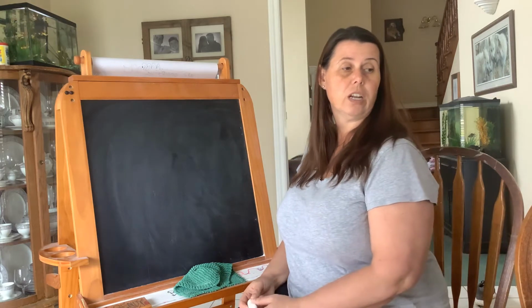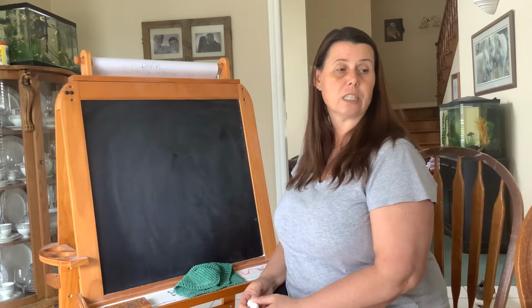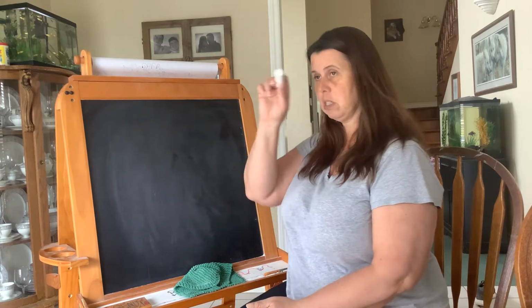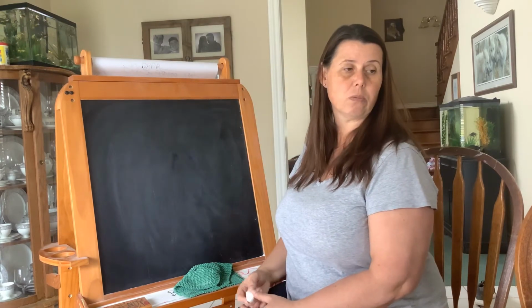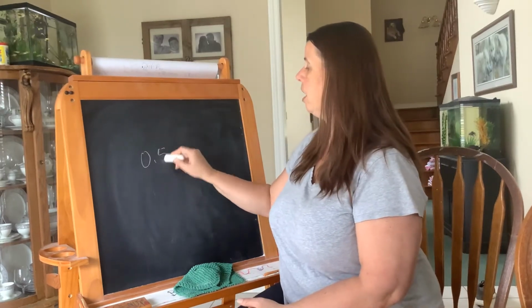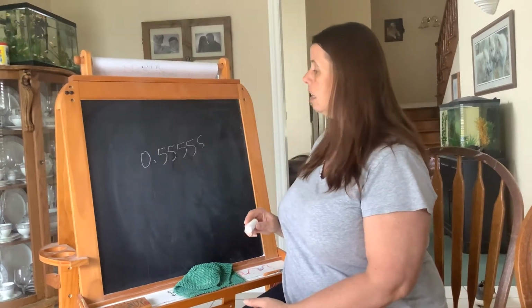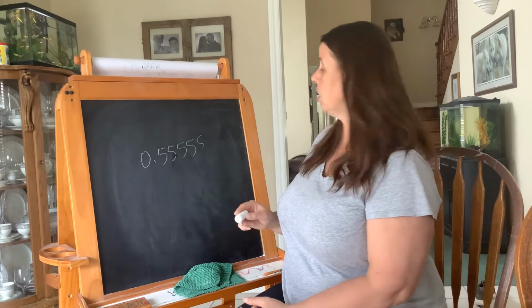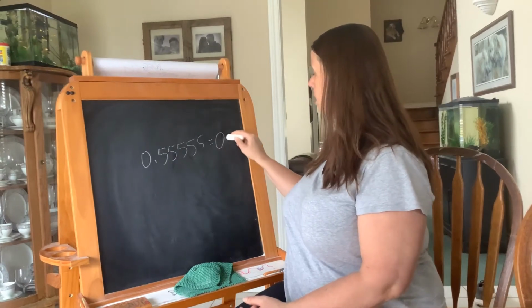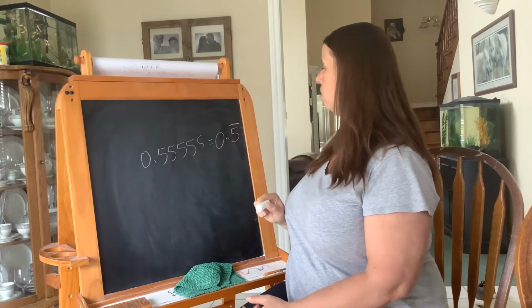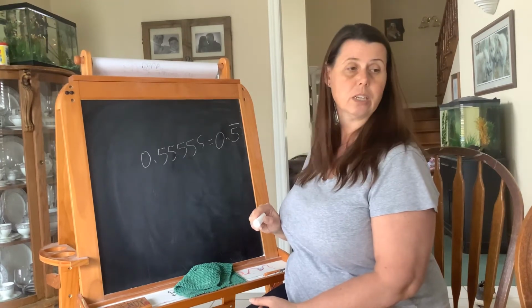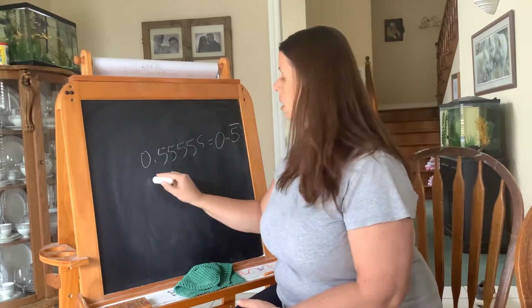Okay, number 3. Write each repeating decimal using bar notation. That means putting the bar over the numbers that repeat. So you've got 0.5, 5, 5, 5, 5, and it goes on and on. So using bar notation, this would be 0.5 with a bar over the 5. Okay, I'll do one more with you.